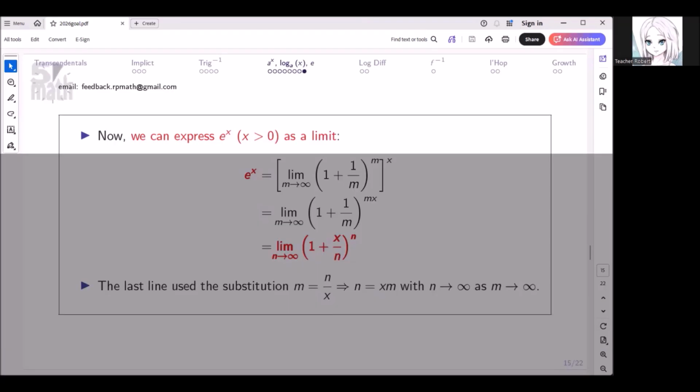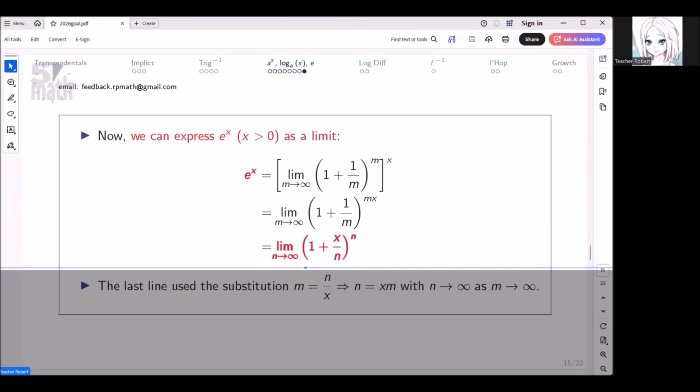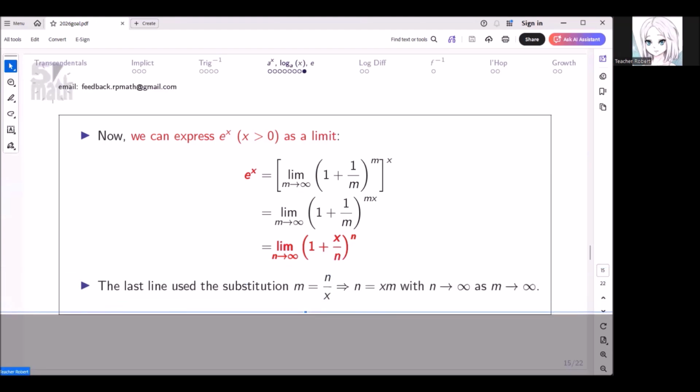Now, we can express e to the x, for x greater than 0, as a limit. We have the following. The last line used the substitution m equals n over x, becoming n equals xm, with n going to infinity as m goes to infinity.